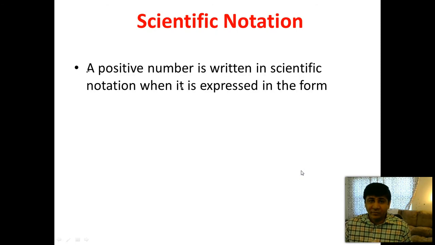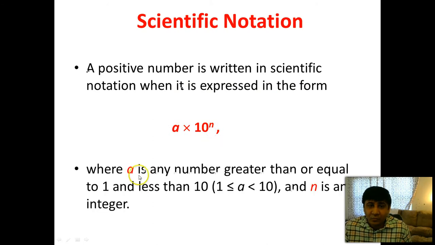Now let's go to scientific notation. A positive number is written in scientific notation when it is expressed in this form: a times 10 to the power n, where a is any number greater than or equal to 1 and strictly less than 10, and n is an integer, which is the power here. That has to be any integer.